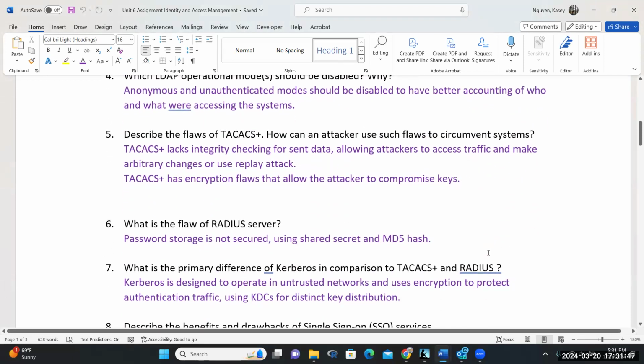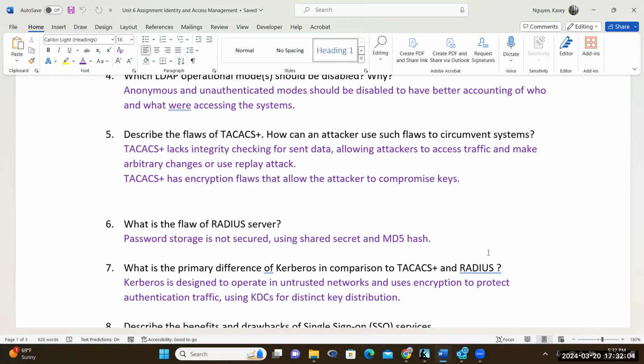So for 5, we can say that TACACS lacks integrity checking of sent data, allowing attackers to access traffic and make changes or do a replay attack. It has encryption flaws, and with that, it would allow the attacker to compromise the keys. So it has weaker encryption, and the key exchange process is not secure. For the Radius server, we would say that password storage is not secure. That's one of the flaws, along with using a shared secret and MD5 hash.